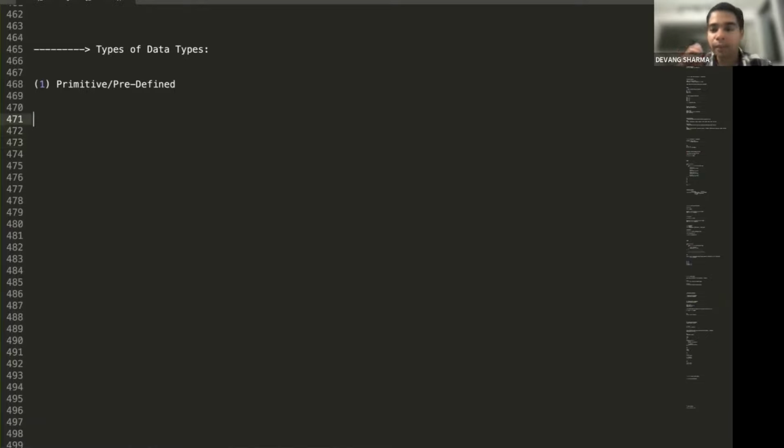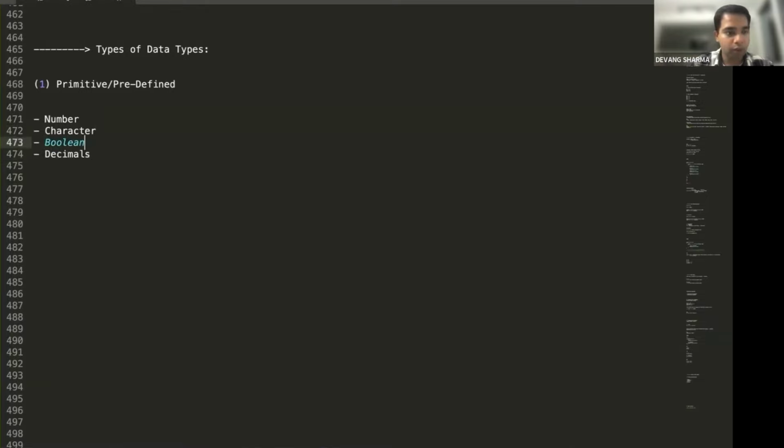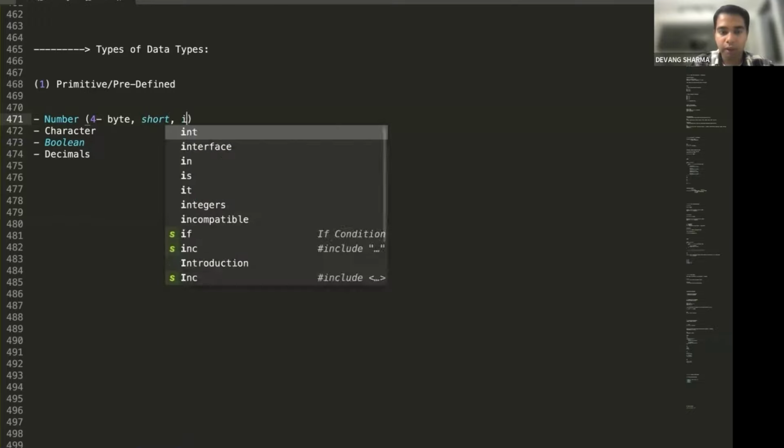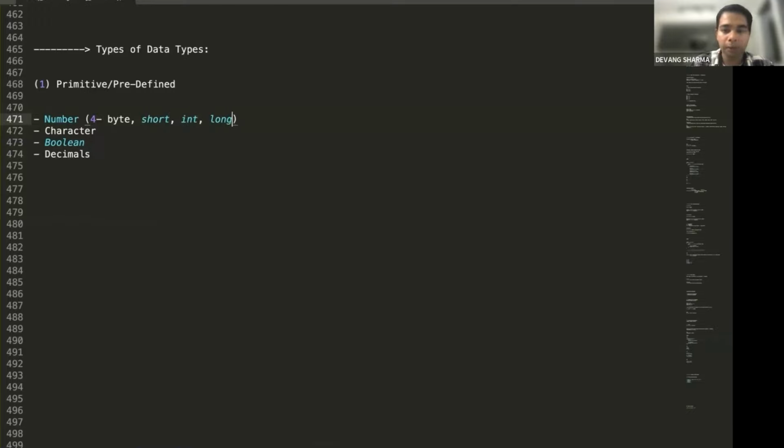Now, inside the primitive also, we have different categories. We have different types of data types. So let's divide into the categories, then we'll go to the types. The first category is a number. Second category is a character. Third category is a Boolean. Fourth category is decimal. Number has four different types. It can be a byte. It can be a short. It can be an integer. It can be a long.